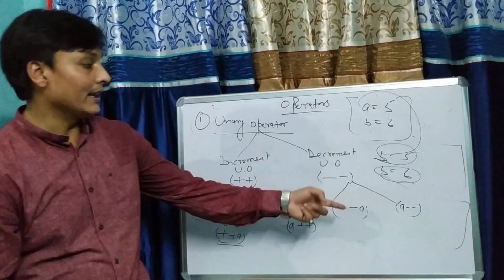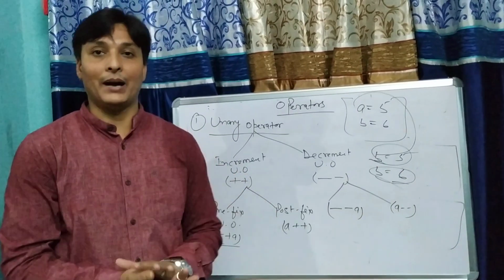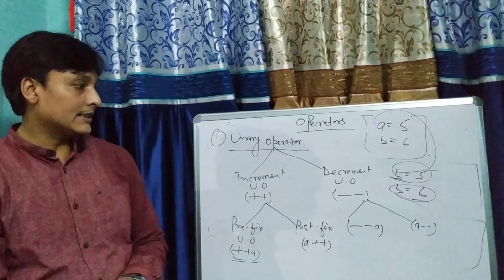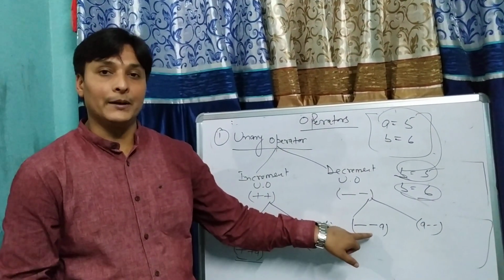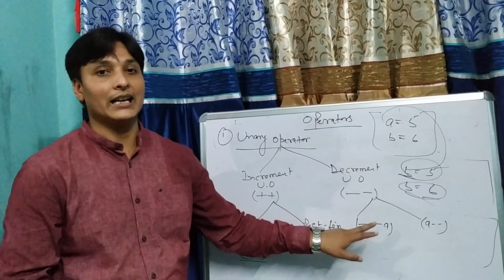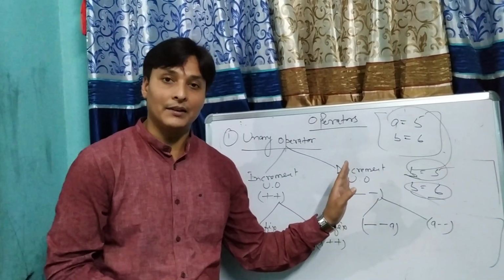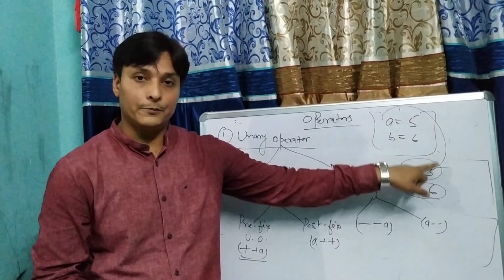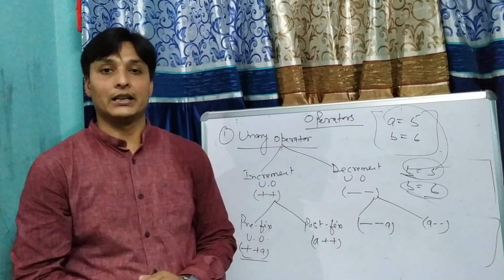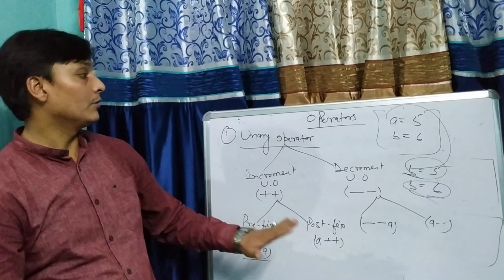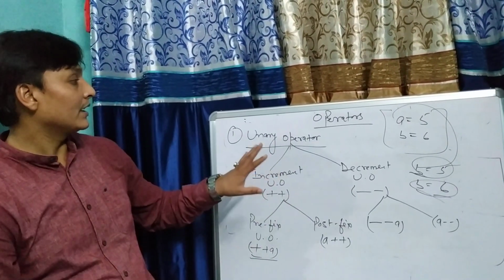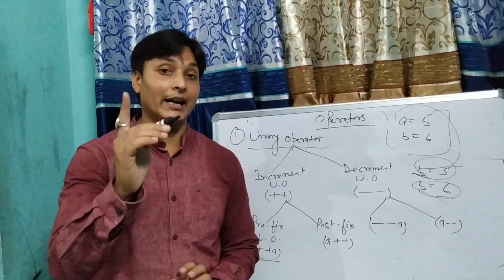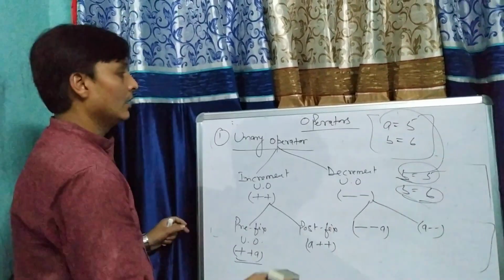Got it? Likewise, minus minus a and a minus minus. What will happen in the case of decrement unary operator? In this case, the value will be decreased by 1 first and after that it will be assigned. Fine? So directly the value will come 4. Here the value will come 5 first and after that the value will come 4. Is that clear? So these were the definitions, the justification, the explanation about the unary operator. But pay attention, it works on a single operand.